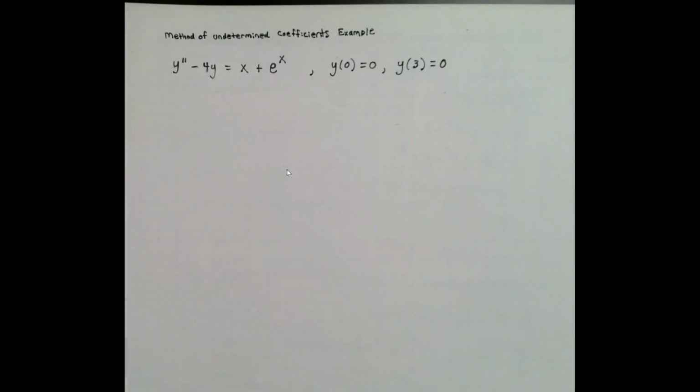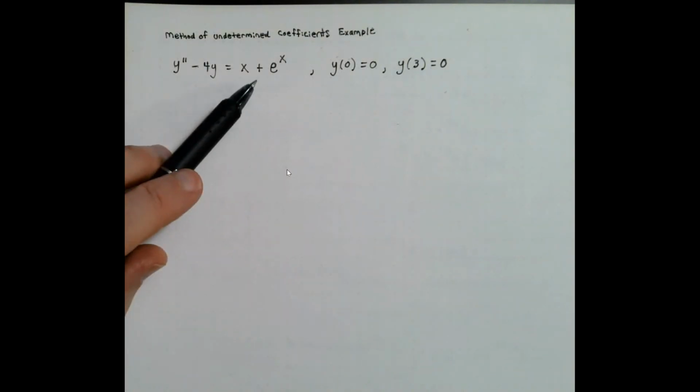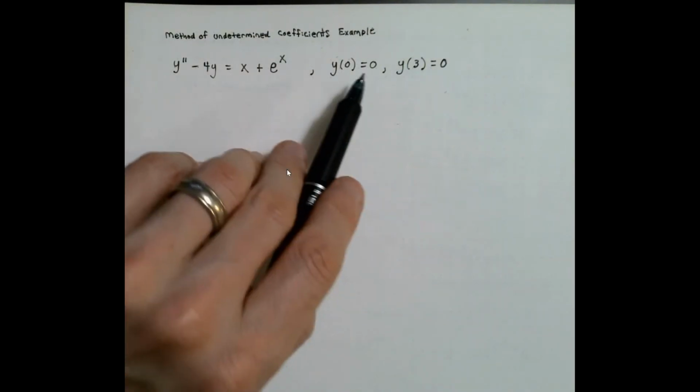Okay, in this video I just want to show how we can use the method of undetermined coefficients to find a particular solution to a second order linear differential equation. And so we're looking at a second order differential equation because the highest derivative is 2. It's a non-homogeneous problem because the right hand side is not 0, and you've been given some conditions.